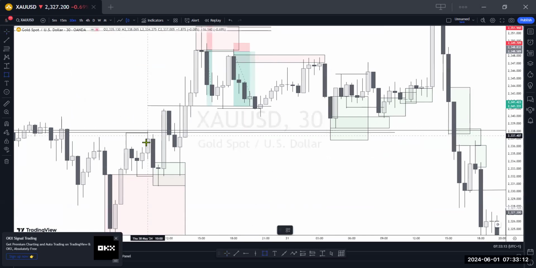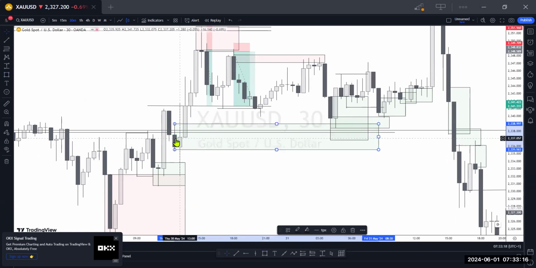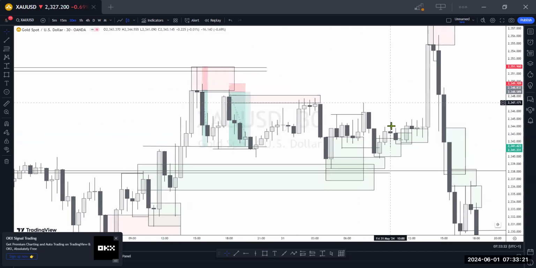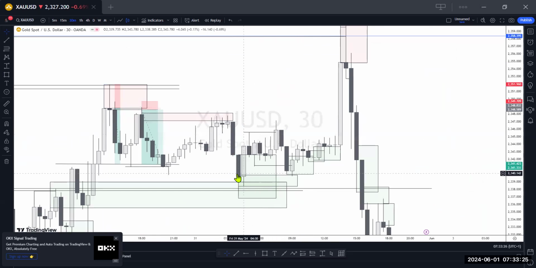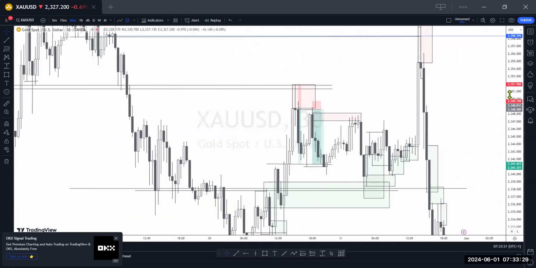Engulfing fill, engulfing setup. Engulfing fill. Price comes, taps, boom. Engulfing fill, engulfing. Also here. All right. Good setups. Don't waste time.